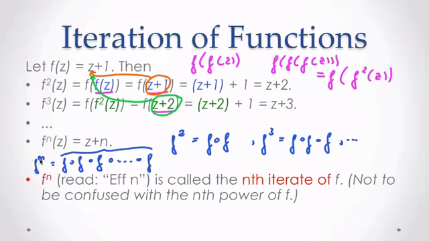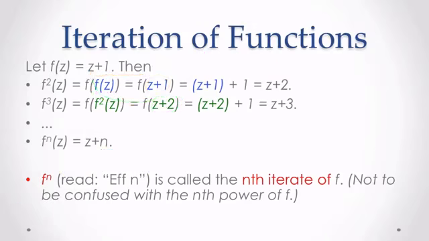We read this as fn. Sometimes people write f and they put a little circle up here before the n to indicate we're talking about composition of functions, so executing function one after the other. This is not the nth power of f. The nth power of f is something entirely different. Let me demonstrate to you what the nth power of this f is, just as a comparison. The nth power of f is the following. You calculate f of z, and then raise the result to the nth power.